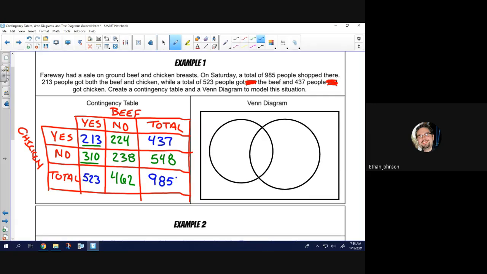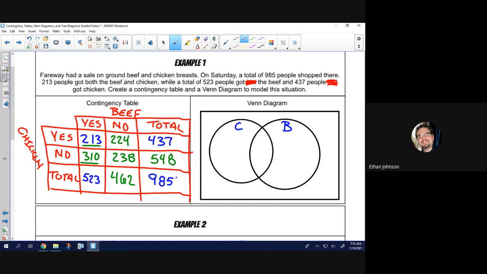So I'm going to label my two circles, because one was chicken, one was beef. I'll say this first one is C for chicken, second one is B for beef. Now I'm going to pretend that we did not make this contingency table and we're just making the Venn diagram. I know that there were a total of 985 people. I'll use that number to double check my answer at the end.